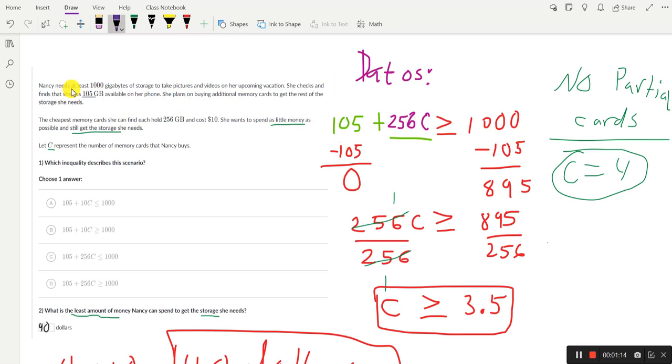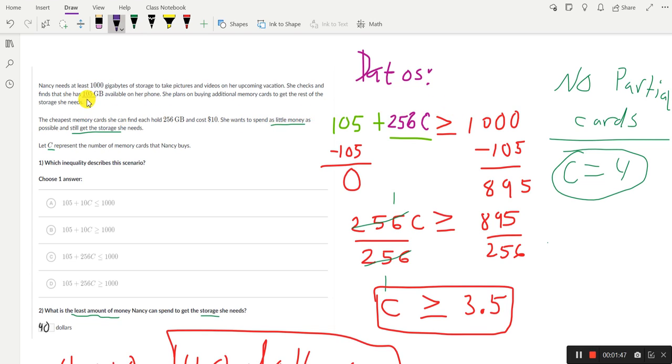She needs at least 1,000 gigabytes of storage. That should be 1,000 gigabytes or more. So the inequality that you should have here is greater than or equal to 1,000, because 900 doesn't work for her, so it cannot be less than or equal to. She needs at least 1,000 gigabytes, so it could be equal to 1,000 or greater than 1,000, okay? But it's telling us that she doesn't want to spend a lot of money. So what is the minimum amount of money she can spend?